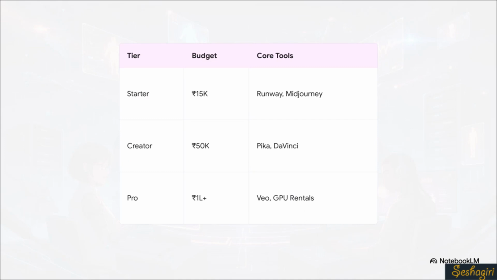Let's see how this actually builds out into a real monthly budget. If you're a starter, spending around 5,000 to 15,000 rupees a month gets you the essentials for sure: Runway, Midjourney, and 11 Labs. As you scale up to a creator, spending maybe 20,000 to 50,000 rupees, you start adding Runway Pro, Kling credits, Pika, and DaVinci Resolve Studio. But when you become a full pro studio, pushing upwards of 50,000 to over a lakh per month, you are utilizing Runway Unlimited, getting exclusive access to VO, managing your own GPU rentals, and running a full-blown After Effects pipeline.